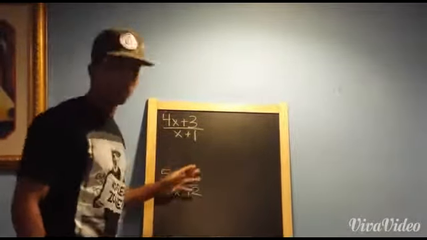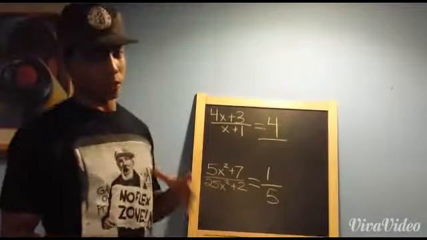Okay? Now the second example, we have 5x squared plus 7 over 25x squared plus 2. Now, again, we have the same degree, so we're going to divide 5 by 25, which will be 1/5. Now we're going to see what these look like on the graphs.